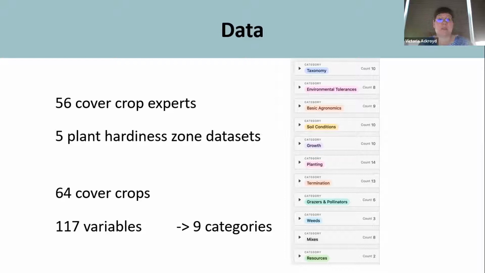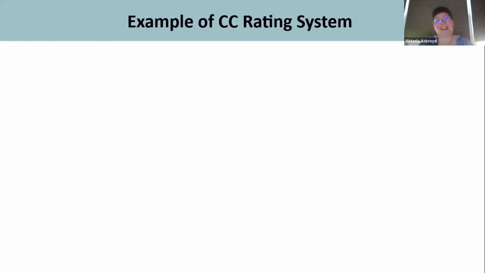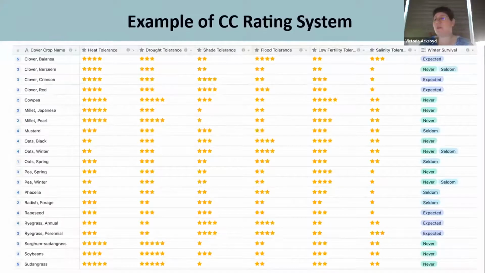117 variables divided into 9 categories. So 117 variables times 64 cover crops, because if you rate it for one, you got to rate it for all. That's a lot of data. And this just gives you a sense of what our data experts were looking at, our verification experts were looking at when they were going through and helping us to tweak things.